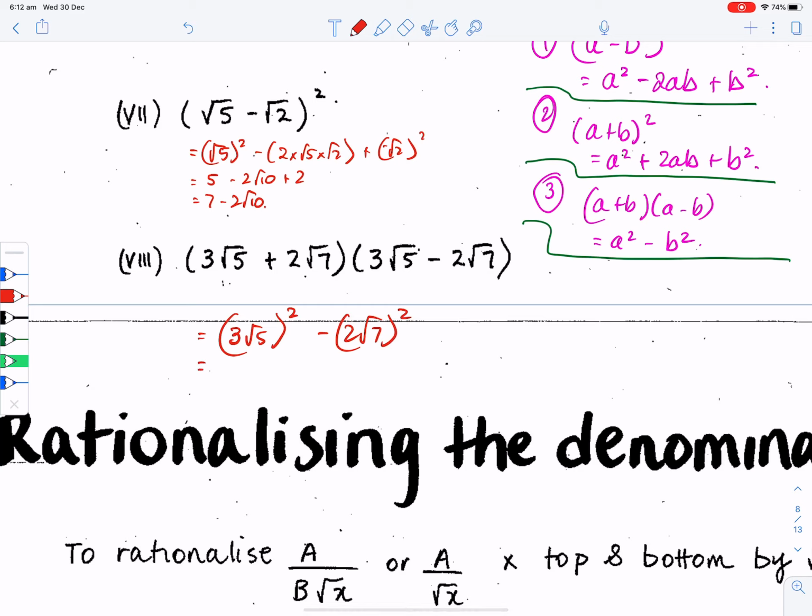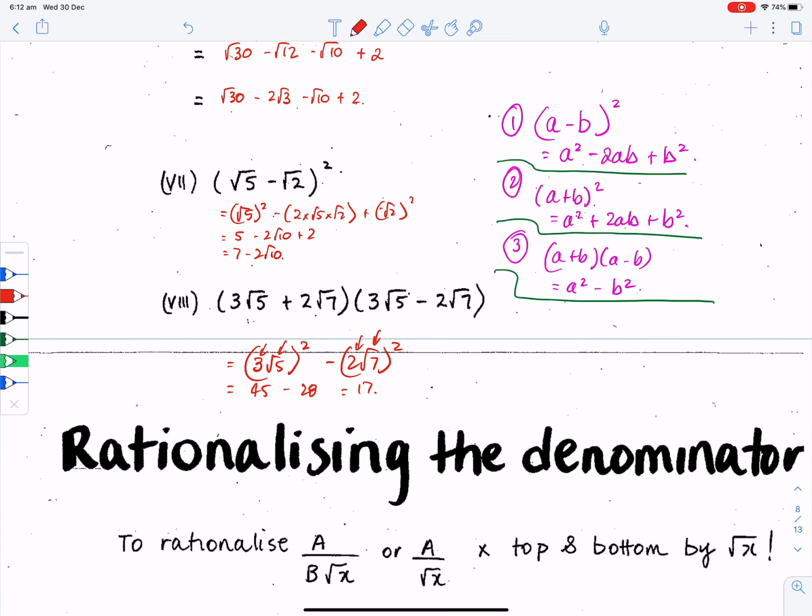Now, 3 root 5 squared is 9 times 5, because you've got to square the 3 and square that root 5, so it's 45. And 2 root 7 squared, you've got to square that and square that, which is 4 times 7, which is 28. And 45 minus 28 is 17. So 17 is the final answer for that one.